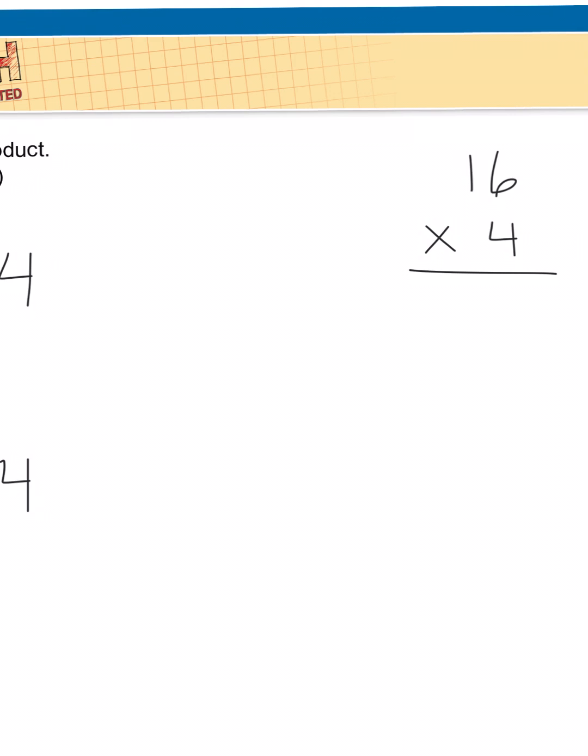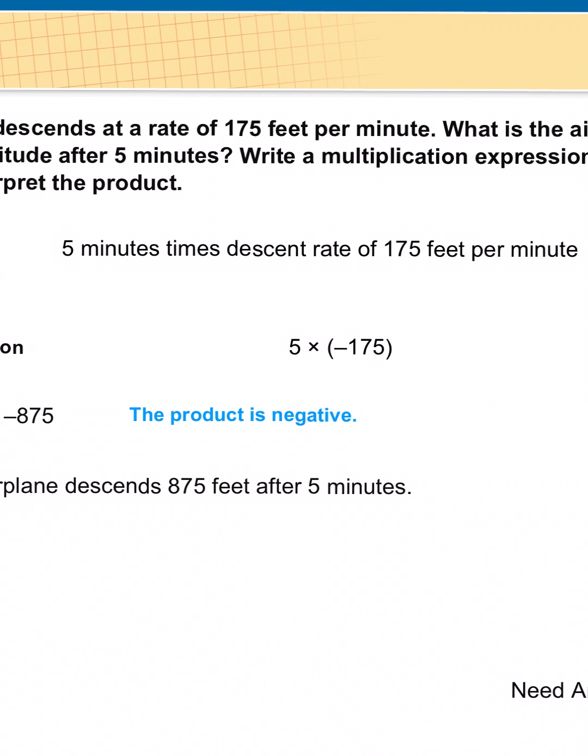All right. Moving on. We're moving on to word problems now. What does descend mean? Goes down. So what sign? Negative. It says an airplane goes down at a rate of 175 feet per minute. So that's where that negative 175 comes from.